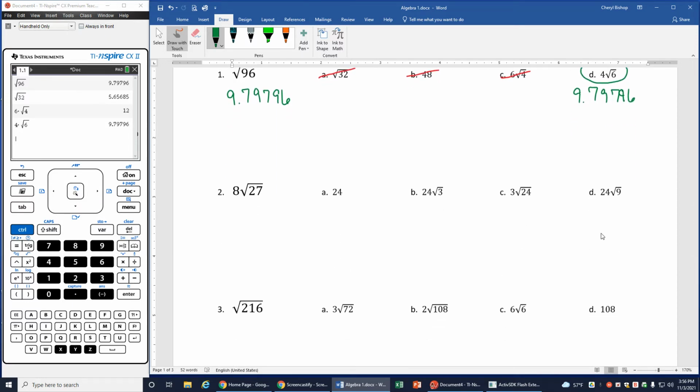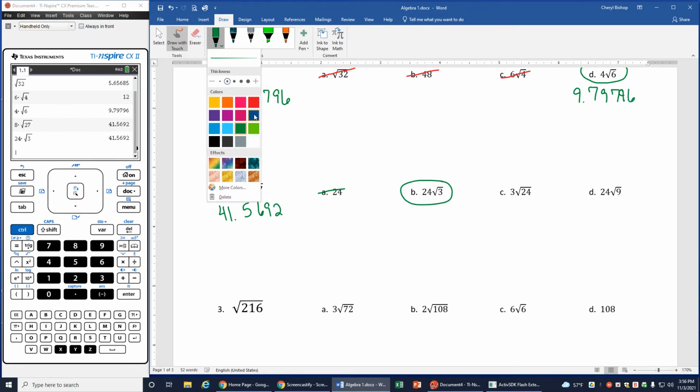Okay, let's look at the second one here. 8 square roots of 27. So I'm going to do that same thing. 8 square root of 27 gives me an answer of 41.5692. So I know it's not the whole number 24. Let's try 24 square roots of 3. 24, control x squared. In my square root, I'm going to put 3. Notice I got the exact same answer. So that is my result.